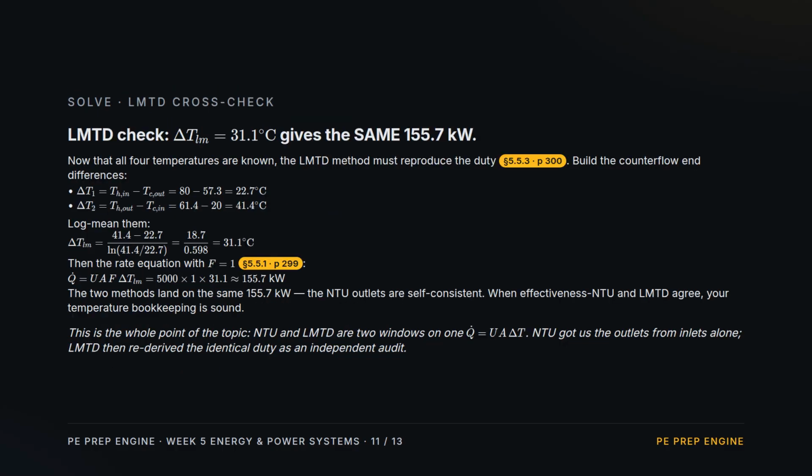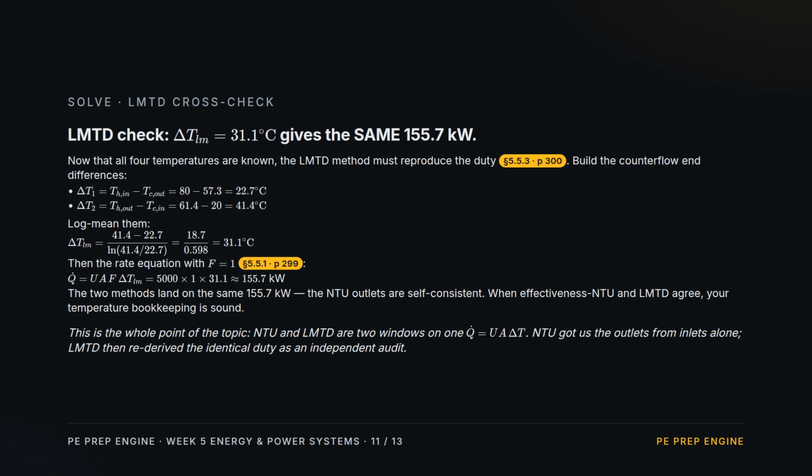Now that all four temperatures are known, the LMTD method must reproduce the duty. Build the two counterflow end differences, about 23 degrees at one end, 41 at the other. Their log mean is 31 degrees. Multiply by UA, with F equal to 1, and the duty is 156 kilowatts, the same answer. The two methods agree, which means the NTU outlets are self-consistent.